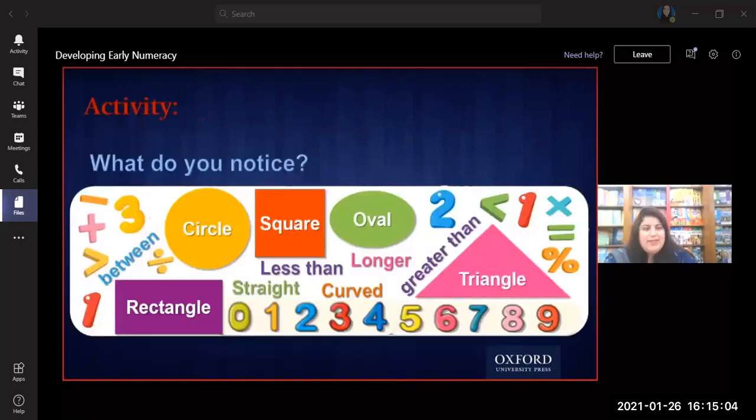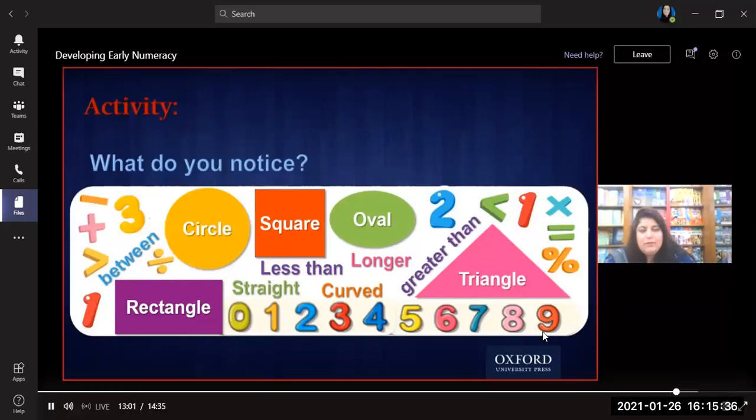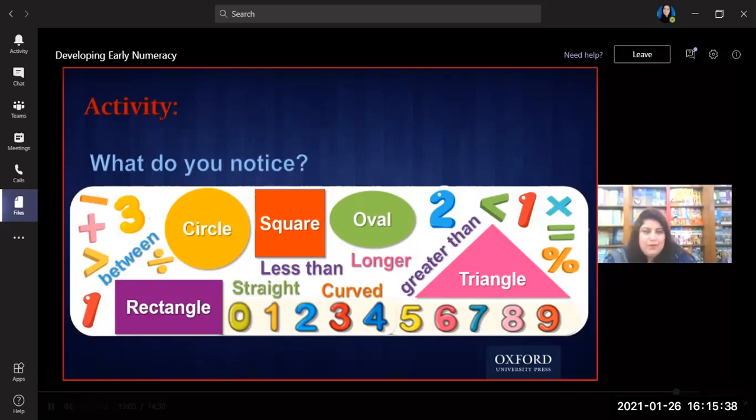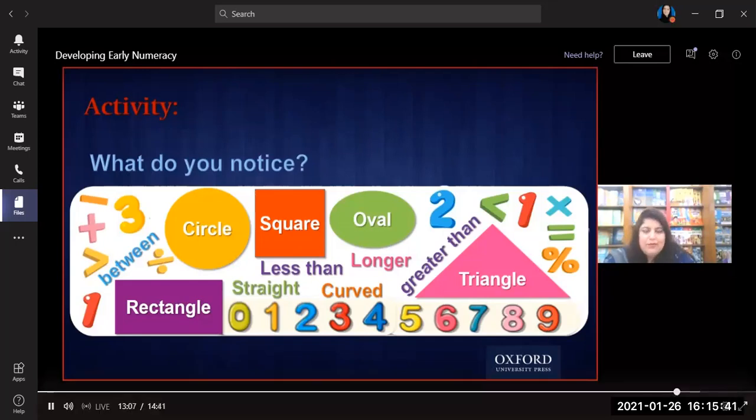Now let's have this activity. What do you notice in this picture? So we have different words written and there are different shapes. There are 2D shapes and there are signs. So in your chat box, I would like you to just make a sentence, mathematical sentence, by using one, two, three, or four words and digits from this poster that you can see. So what do you notice here?